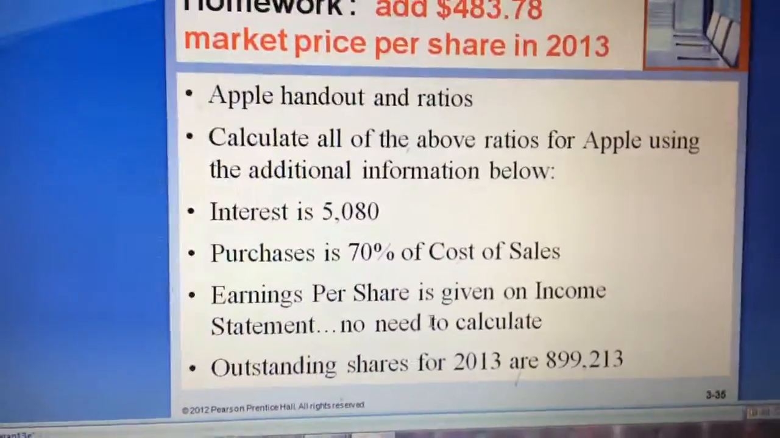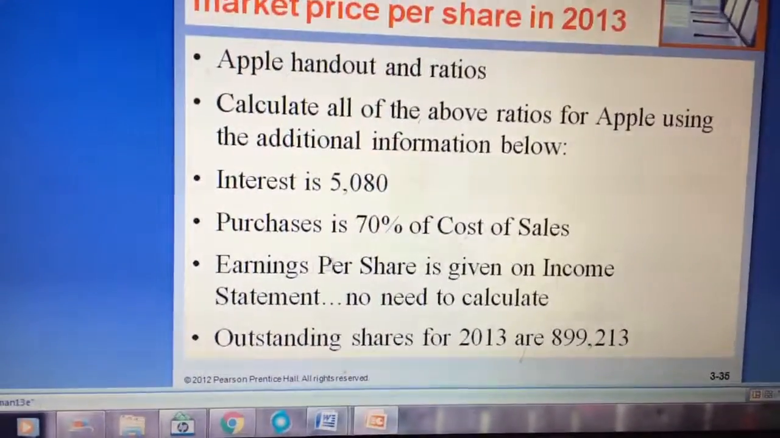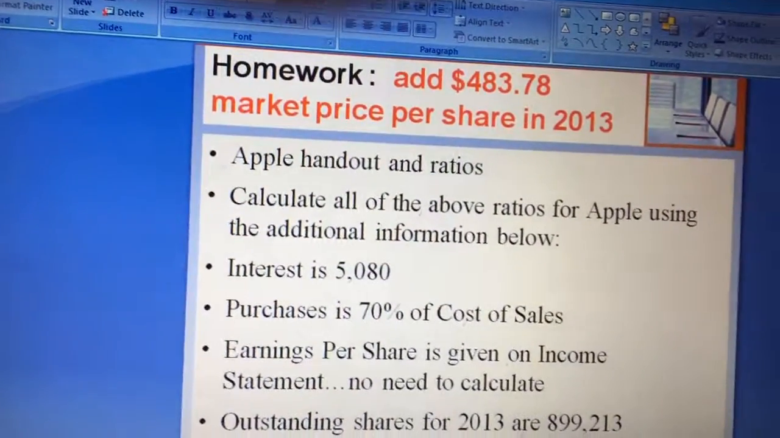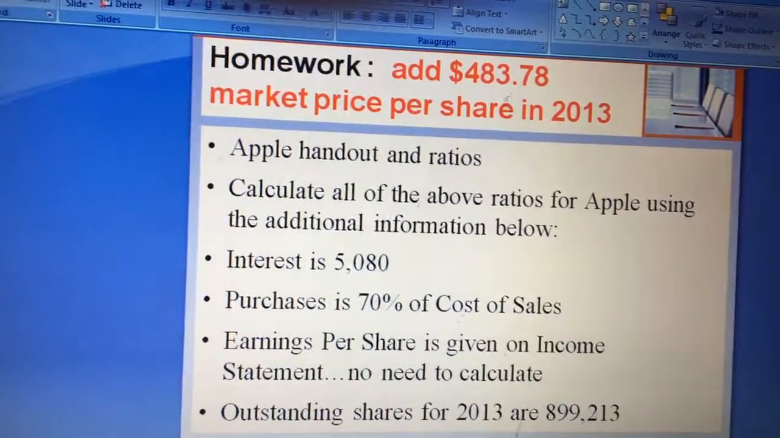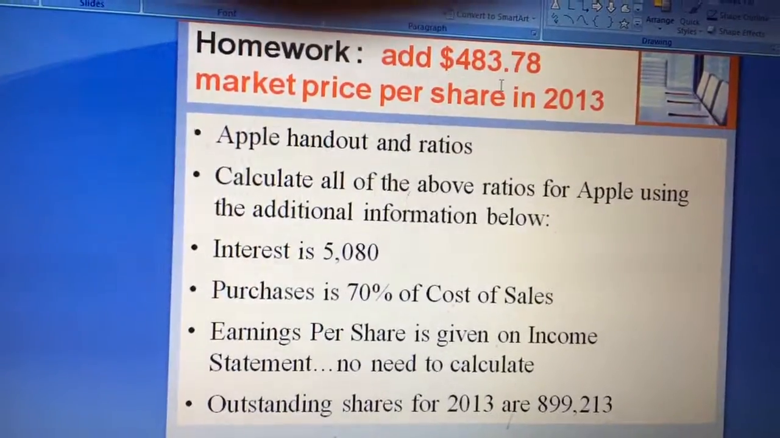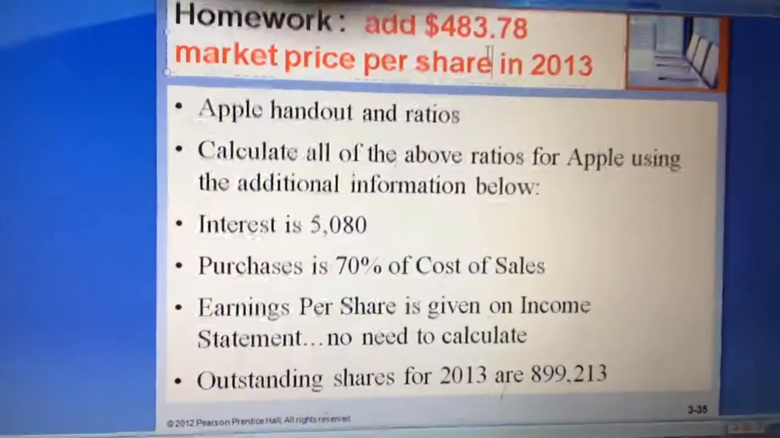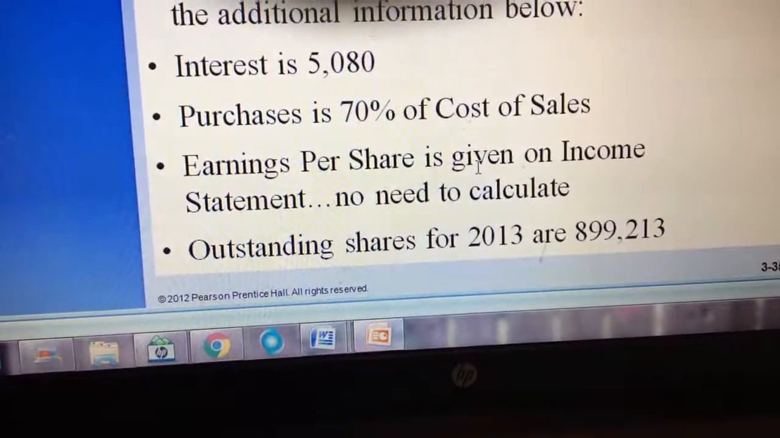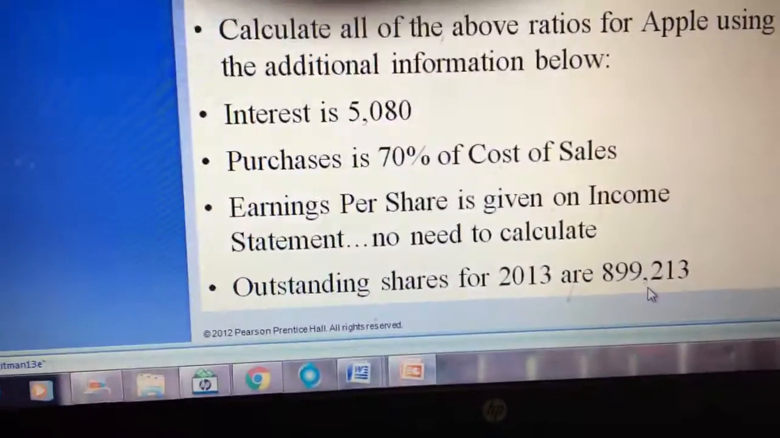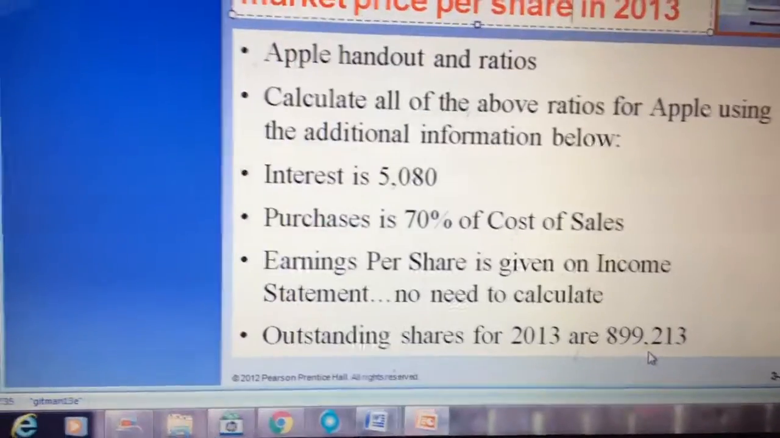And then the last slide is what you need to complete everything. You will need to know what the current, as of 2013, market price of the share of Apple stock was. It was $483. If we did this today, it's around 100 something, so it would be quite a bit lower. You do need to know the outstanding shares at that time, which is the last number, 899213.